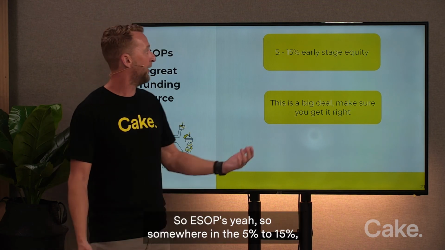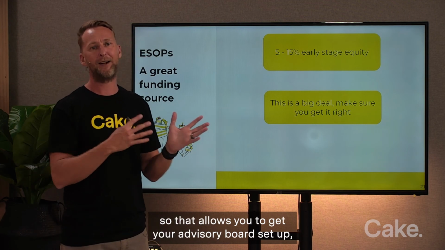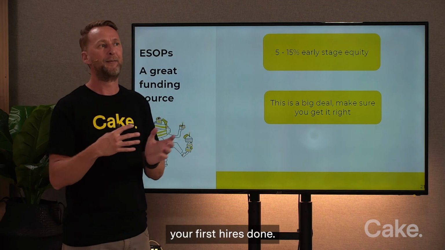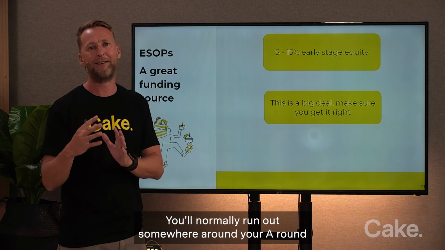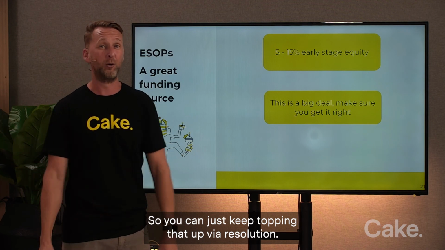Cool, so ESOPs, somewhere in the 5 to 15%. That allows you to get your advisory board set up and your first hires done. You'll normally run out somewhere around your A round and then you can look to top it up again. So you can just keep topping that up via a resolution.